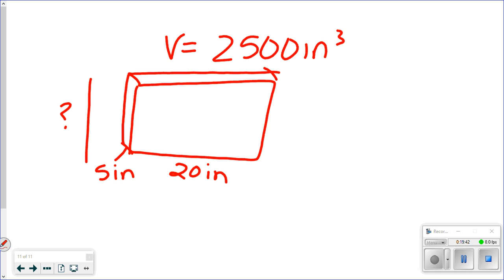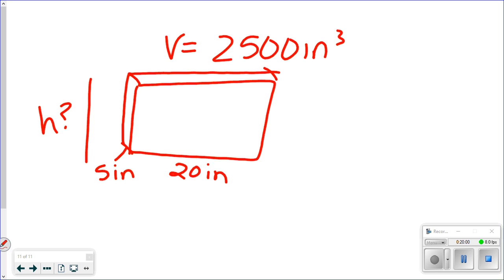I don't know the height. That's what I'm looking for. I know the volume. I know 2 of the things, but I don't know the third. What can I do to start figuring it out? Yes? Could you multiply by 20 and then divide it by 2? Sure. So let's go back to what we talked about.